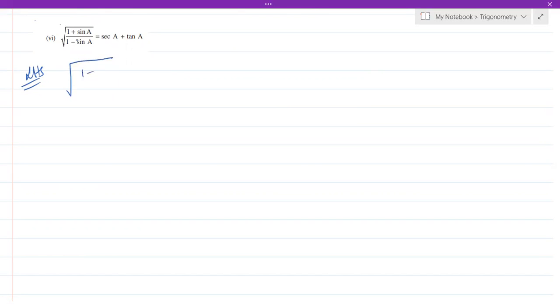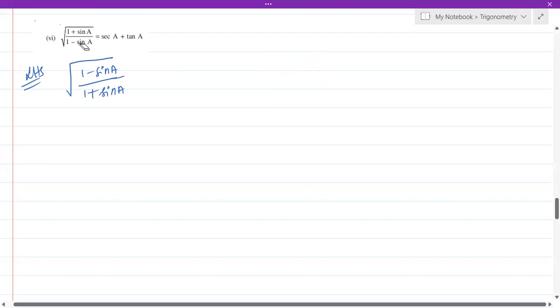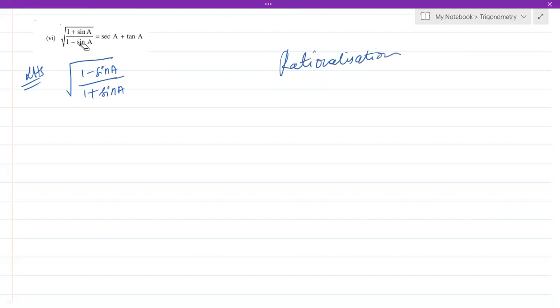Root of (1 minus sine A) divided by (1 plus sine A). Now remember, whenever your numerator and denominator are in this form, A plus B and A minus B, the same things but with different signs, plus and minus, we have to use rationalization. That's what we are going to use.